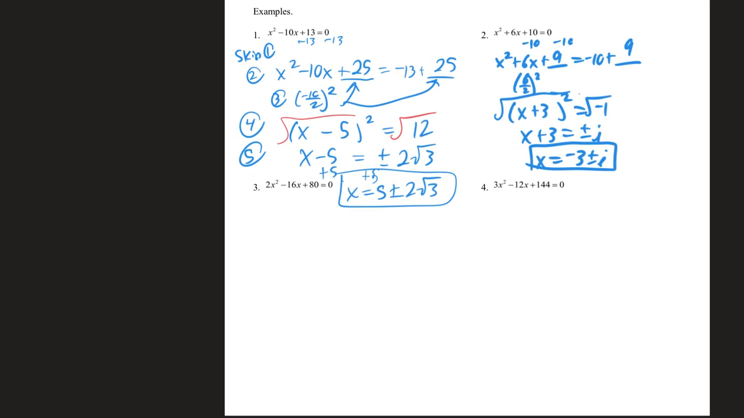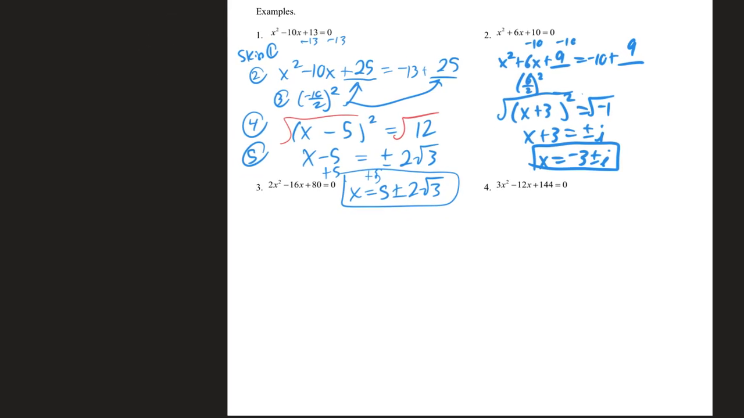Okay. And then on number 3, now we do have to do the first step because I have 2x squared minus 16x plus 80 is equal to 0. So my a is equal to 2. So I'm going to divide every term by 2. So that gives me x squared minus 8x plus 40 is equal to 0. And now this looks like problems number 1 and 2. So I can get the 40 to the other side by subtracting 40. So I can put a new constant on the left-hand side. So I'm going to subtract 40.